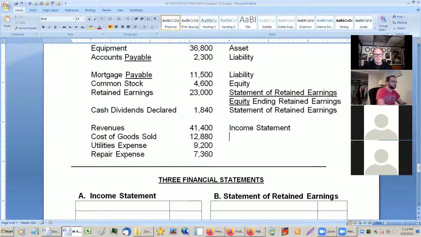Cost of goods sold, we haven't talked about. Well, I'll tell you what it is. Cost of goods sold is sort of like this. Suppose I'm selling a little toy here. I got a little motorcycle I'm selling.